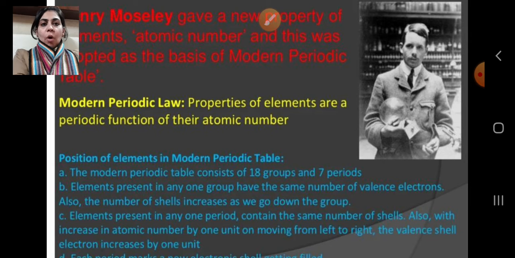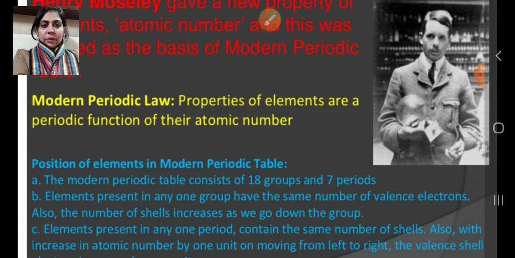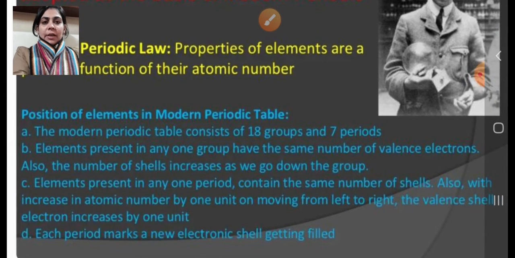So what was the modern periodic law? According to this scientist, what does the modern periodic law say? Properties of elements are the periodic function of their atomic number. Meaning, the properties of any element depend on its atomic number. So until now, all the scientists, Dobereiner, Newlands and Mendeleev, classified the elements according to the atomic mass. But this time, according to the modern periodic law, elements were arranged in order of their increasing atomic number.